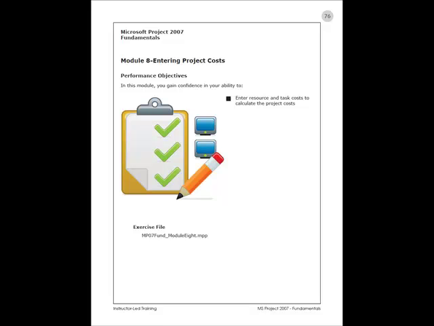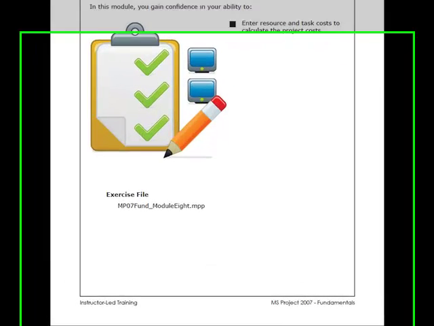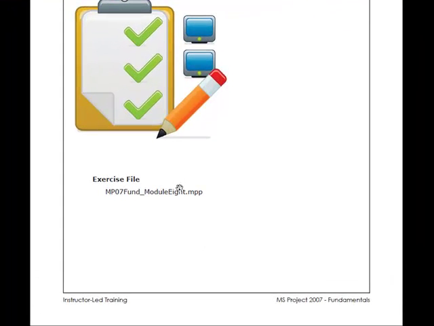Okay, let's get started with Module 8, Entering Project Costs. In this particular module, we'll work with placing different cost elements into your project schedule, both costs related to resources as well as fixed costs, and we'll also look at the different views to be able to see the different cost elements within your project schedule. You want to make sure that you have the Module 8 project file open.